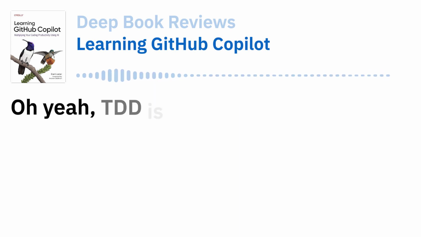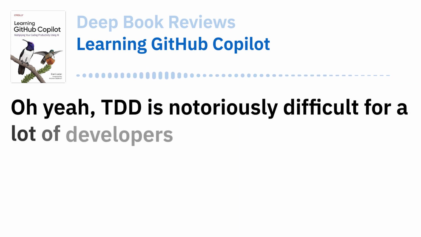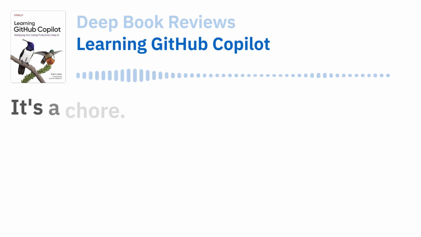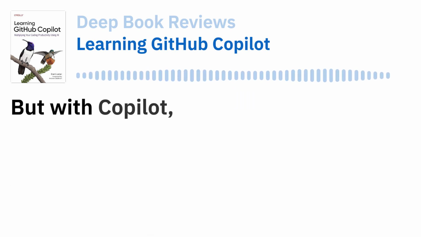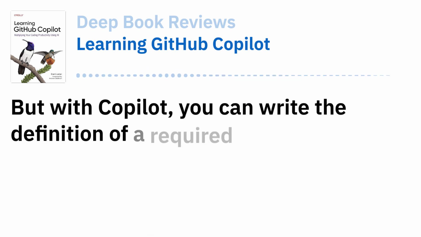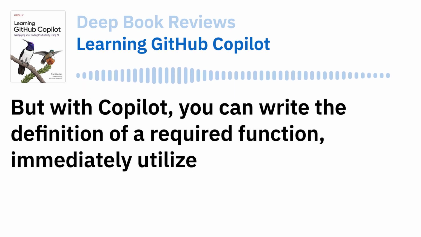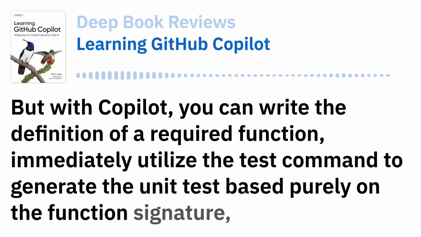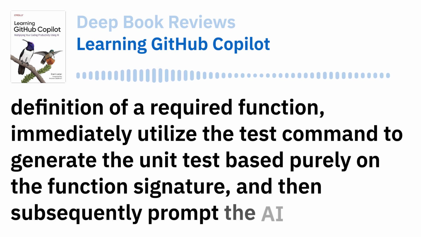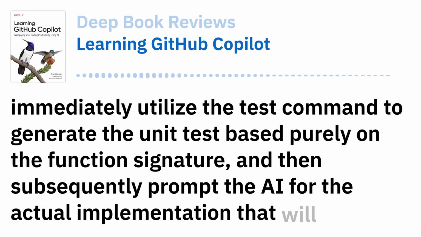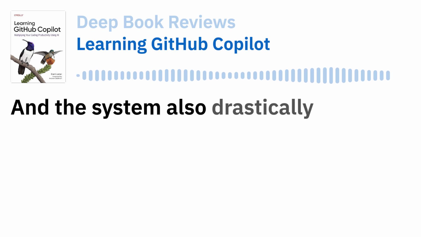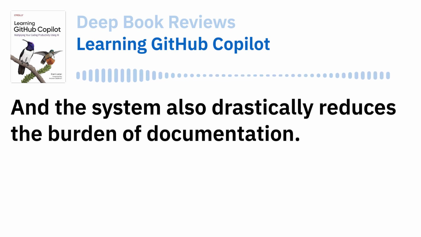Oh, yeah. TDD is notoriously difficult for a lot of developers to stick to because writing tests before the logic is tedious. It's a chore. Exactly. But with Copilot, you can write the definition of a required function, immediately utilize the test command to generate the unit tests based purely on the function signature, and then subsequently prompt the AI for the actual implementation that will satisfy those generated tests. It flips the friction of TDD on its head. It really does. And the system also drastically reduces the burden of documentation.